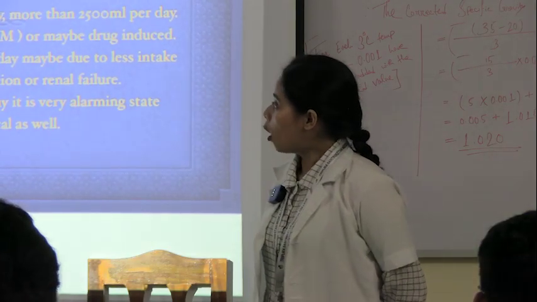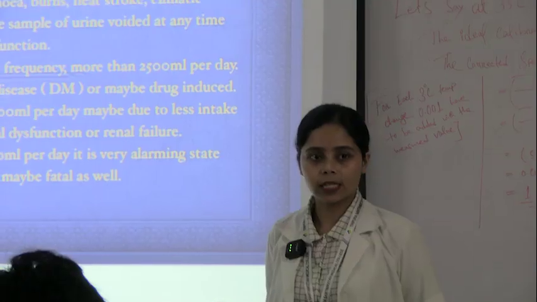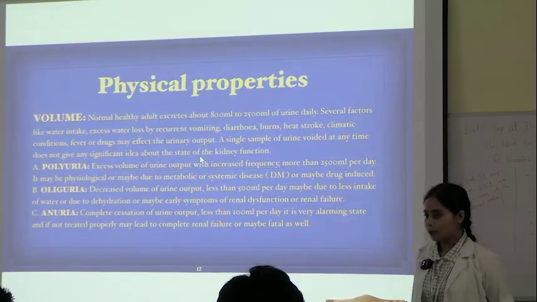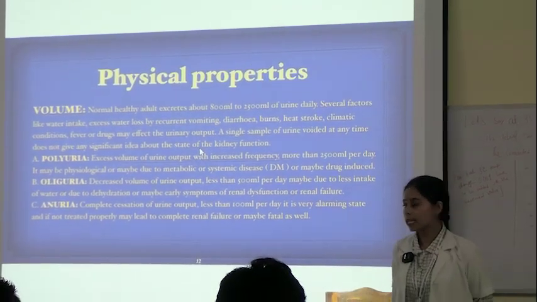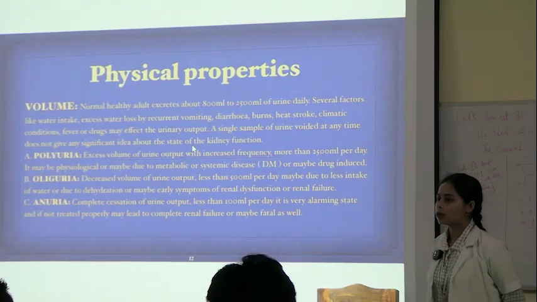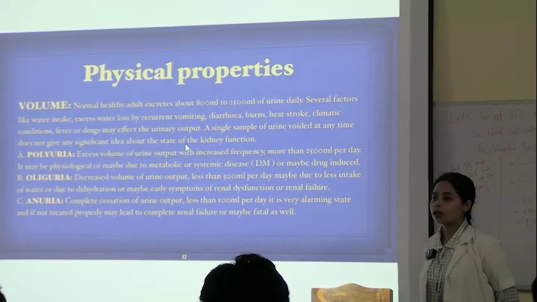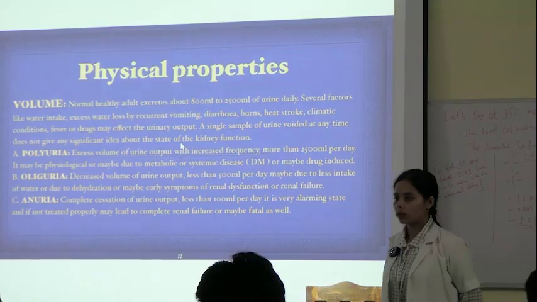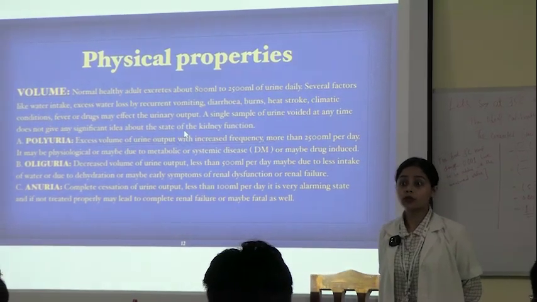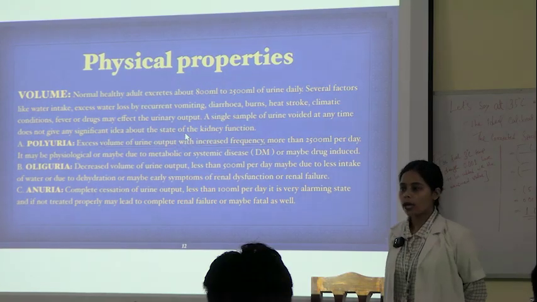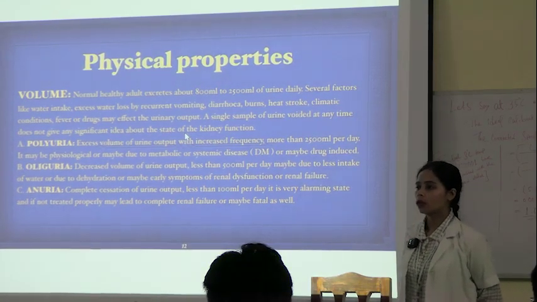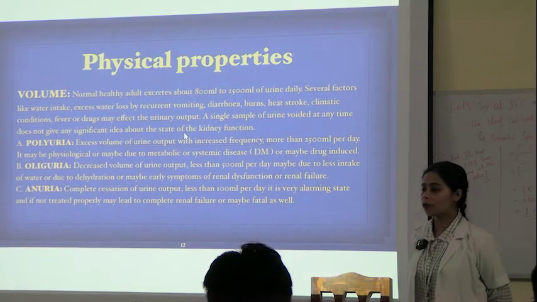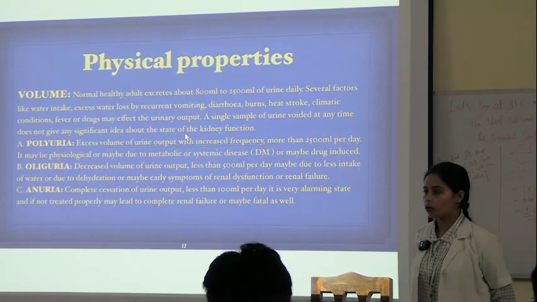So polyuria, oliguria, anuria. What is polyuria? And the next one, oliguria? And what is anuria? What is dysuria? Dysuria, painful micturition. Okay. And what is dysphagia? Hunger. In diabetic patients, they'll complain, I'm very hungry, I'm frequently feeling hungry, I want to eat more. Okay.